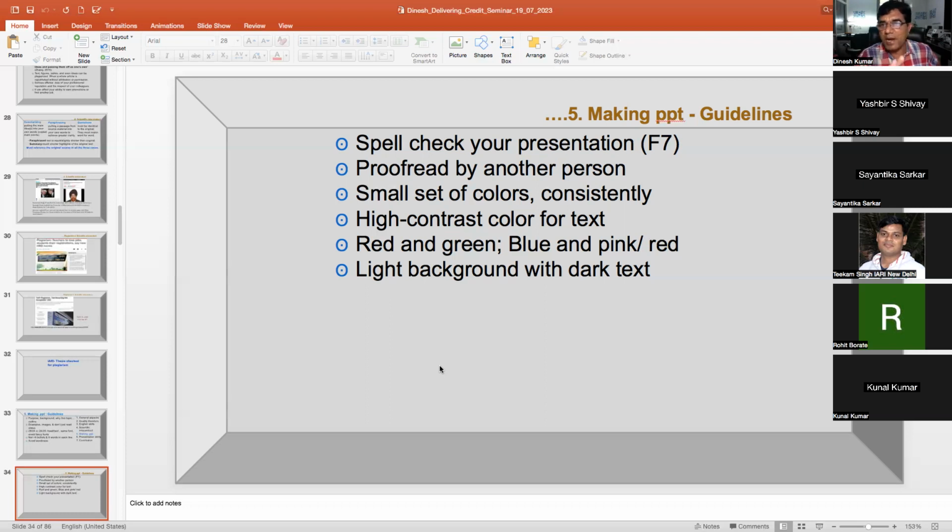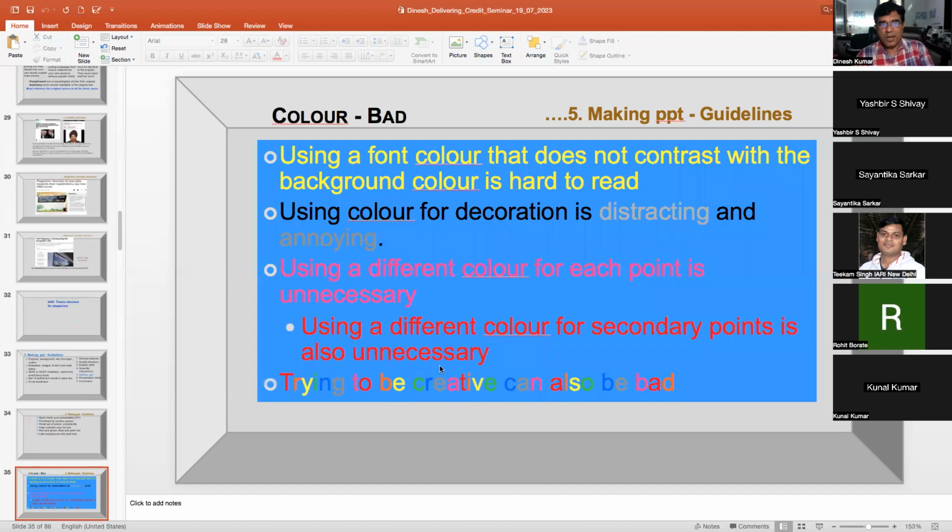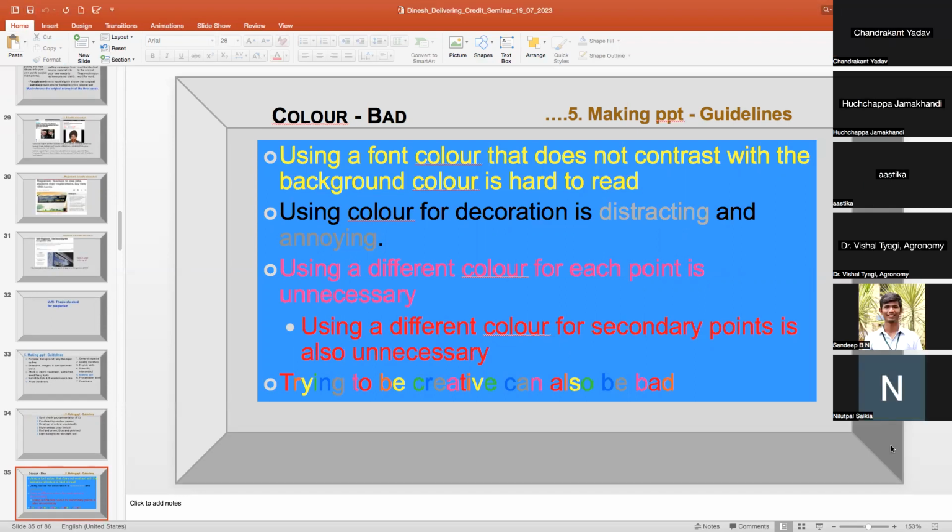A better option is light background, like you see in this particular slide, light background with dark color. That is okay, fine. And see, how about this kind of slide? Would you like to see this kind of slide? Kunal, are you happy with this slide? No, sir. What is the problem with this slide? Sir, color combination is not better. It should be better.